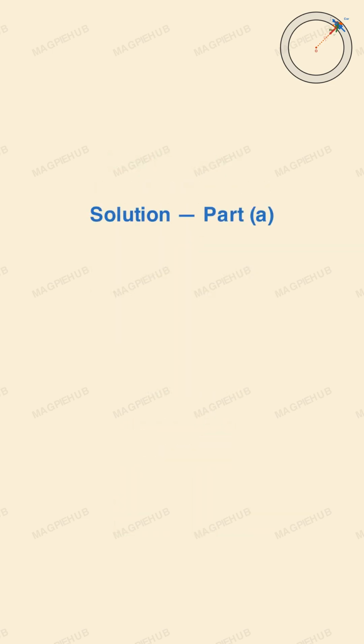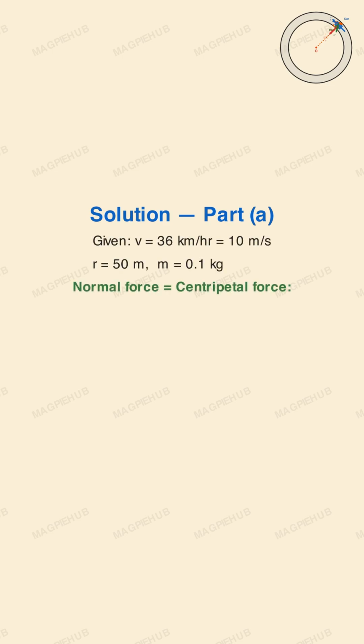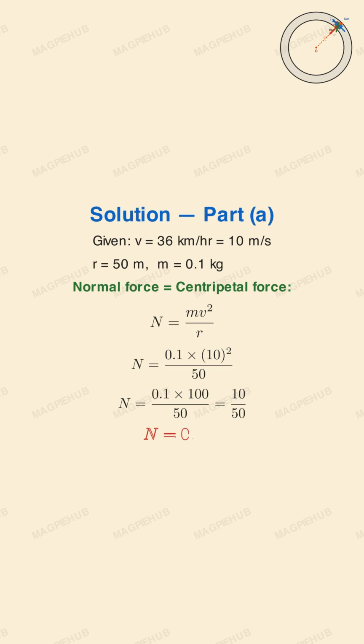Let us solve part A first. Convert the speed, 36 km/h equals 10 meters per second. The mass is 0.1 kilogram and the radius is 50 meters. Since the plate is perpendicular to the radius, the normal force N equals the centripetal force, mv squared over r. Substituting the values, N equals 0.1 times 10 squared, divided by 50. Computing this gives us N equals 0.2 newtons.